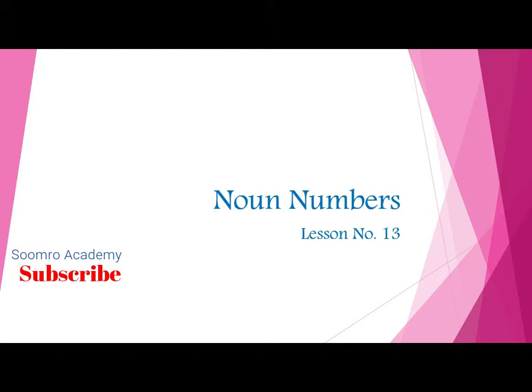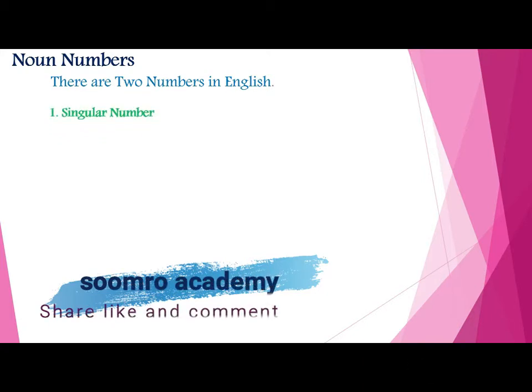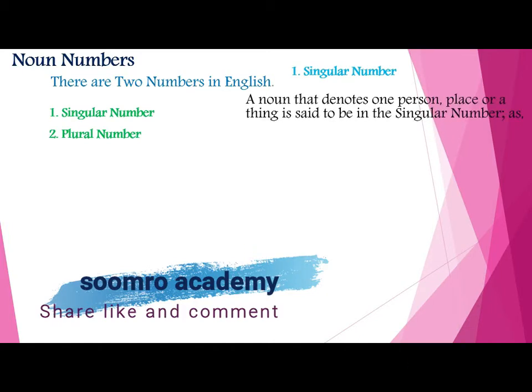First of all, we will revise noun numbers definitions. There are two numbers in English: singular number, plural number. First of all, we will define singular number with examples. A noun that denotes or describes one person, place, or a thing is said to be in the singular number.